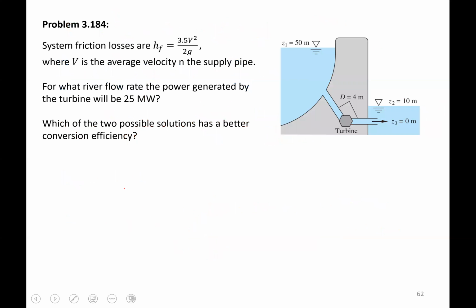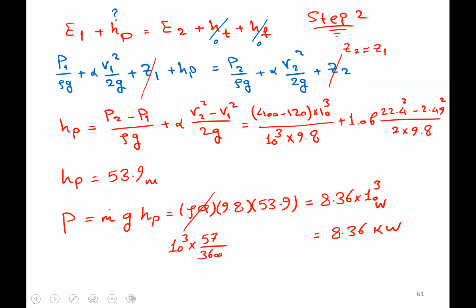You write the conservation of energy. In conservation of energy, we are after this HP. HT is 0, HF is also 0. So we write down the three terms of energy. And then you have all the values. You have P2, P1 are given, V2, V1. We found them in step one. We just substitute the values in here. We find HP, head of the pump, and then we convert head of the pump to power using this equation.